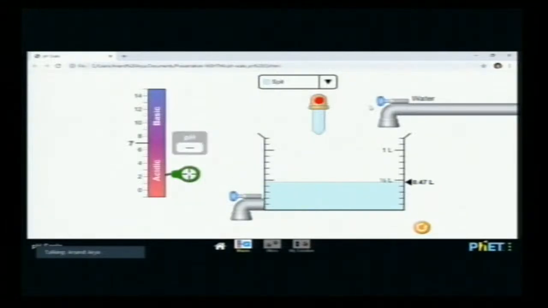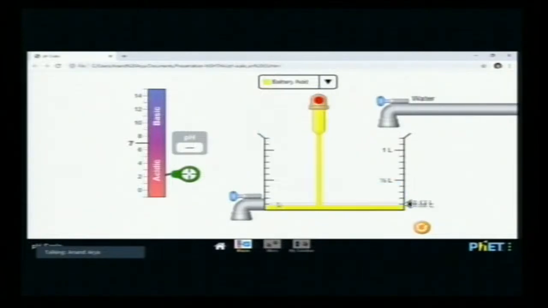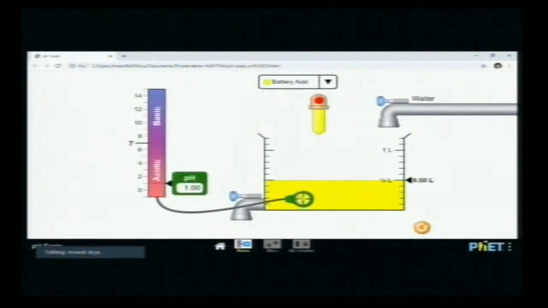So what are the different substances we have? We have different substances like drain cleaner, hand soap, blood, spit, water, milk, chicken soup, coffee, orange juice. Let's take the battery acid. When I test the pH of this, when I immerse it, the pH of the solution is 1. If we add some water to this, note down the pH indicator: the pH is continuously increasing.